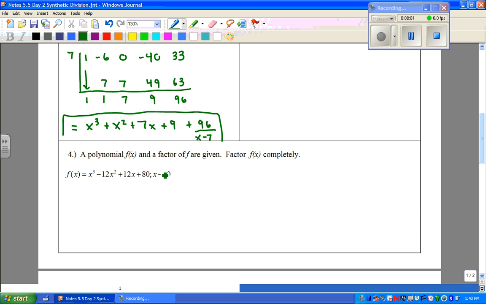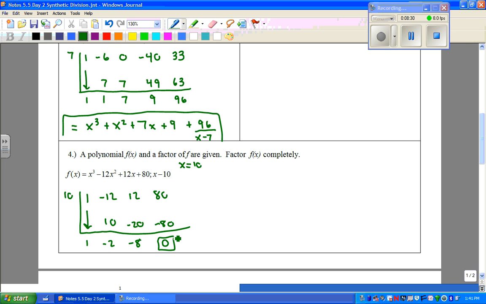I'm going to take this x minus 10, and I know my x value is equal to 10 here. So I'm going to take 10, and I'm going to divide that into this cubic here. Leading coefficient 1, minus 12, 12, and 80. Bring this down. All right, multiply that. Add those two together. Multiply that. All right, add those two together. Multiply that. And I end up with a remainder of 0. So what happened here is you know now that one of these factors is actually x minus 10.